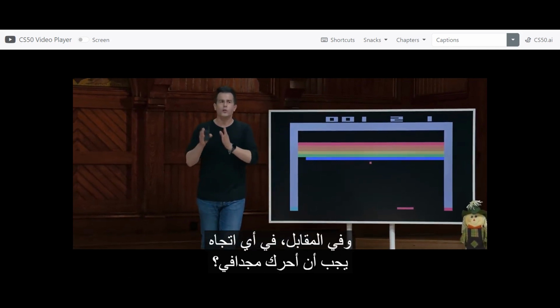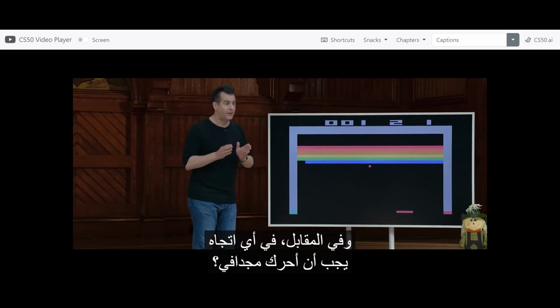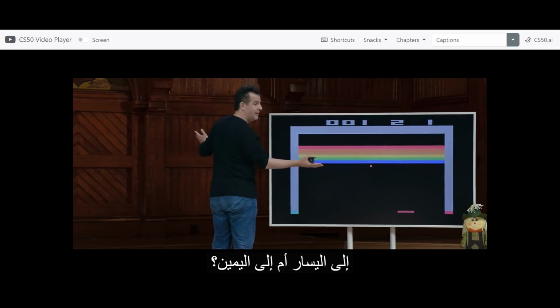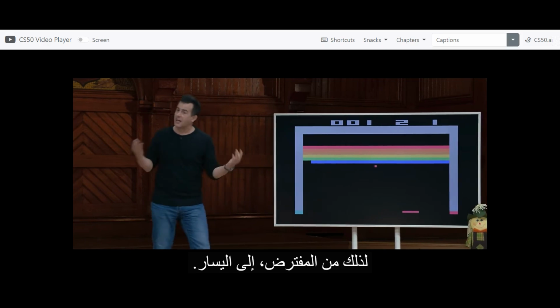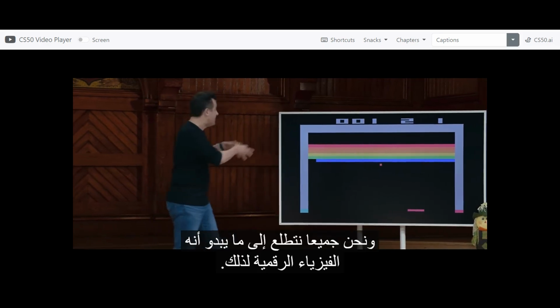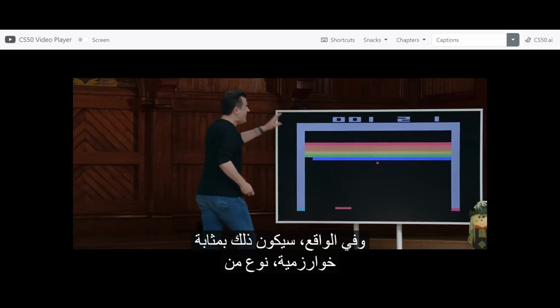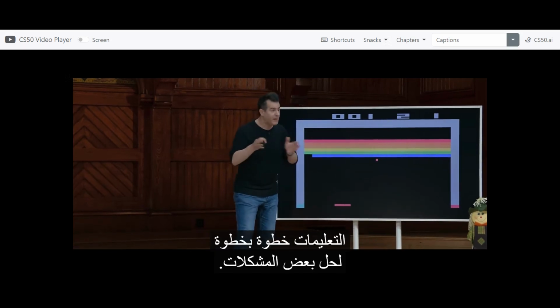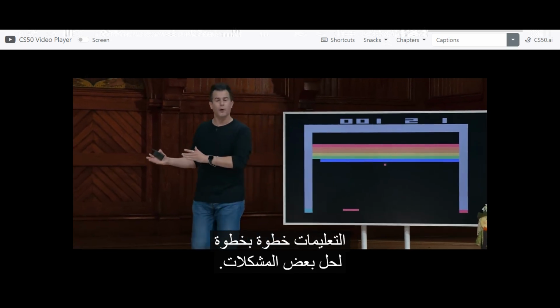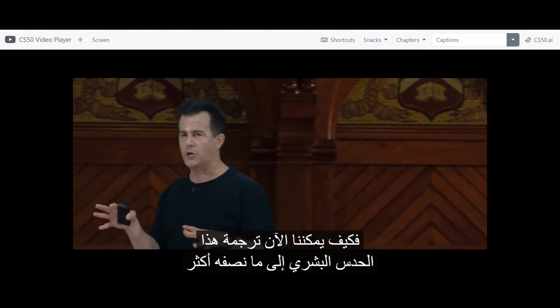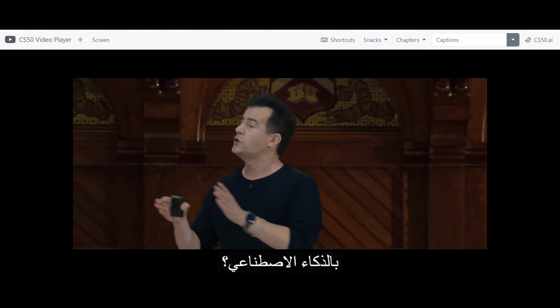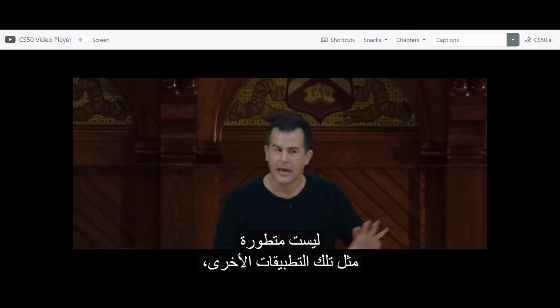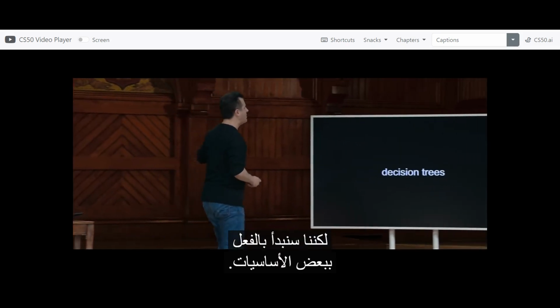And in turn, which direction should I slide my paddle? To the left or to the right? So presumably to the left, and we all have an eye for what seem to be the digital physics of that. And indeed, that would then be an algorithm, sort of step-by-step instructions for solving some problem. So how can we now translate that human intuition to what we describe more as artificial intelligence? Not nearly as sophisticated as those other applications, but we'll indeed start with some basics.